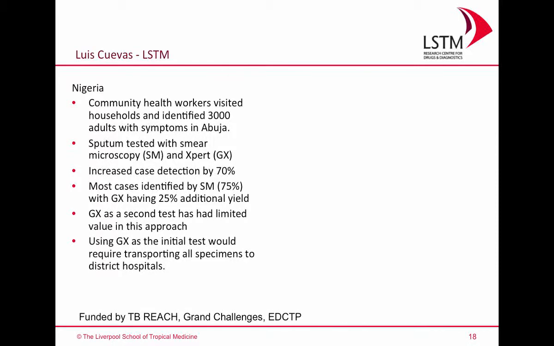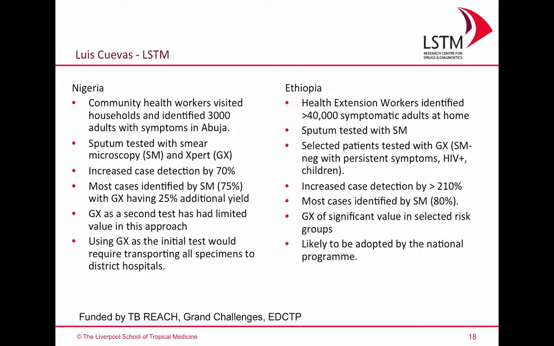So rather, in Ethiopia, they identified 40,000 symptomatic adults at home with the help of health extension workers. Here they tested everyone on smear microscopy, and on the smear negatives, HIV patients, and children they did the GeneXpert, and they were able to increase case detection by more than 200%. This is likely to be adopted by their national programme.